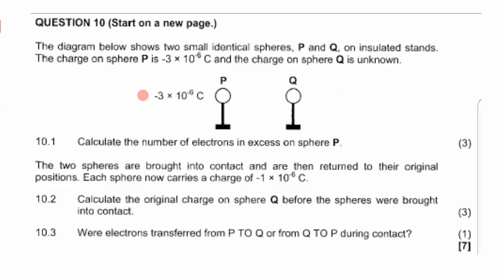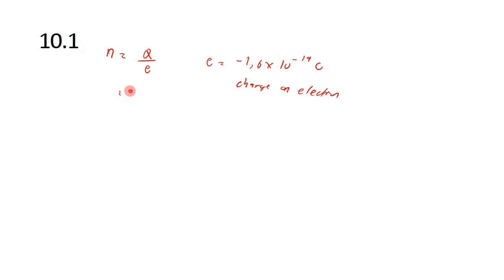So what is the charge of sphere P? We have -3 times 10 to the exponent of -6, and our E is -1.6 times 10 to the exponent of -19, right? Now if you punch all this in your calculator, you have 1.875 times 10 to the exponent of 13 electrons, right? So this is the number of excess electrons on sphere P.